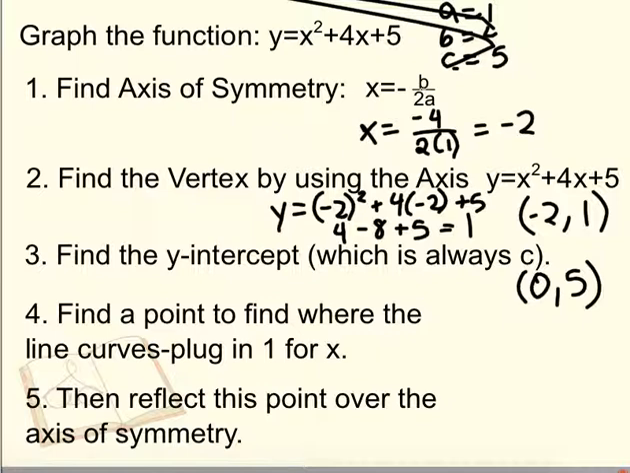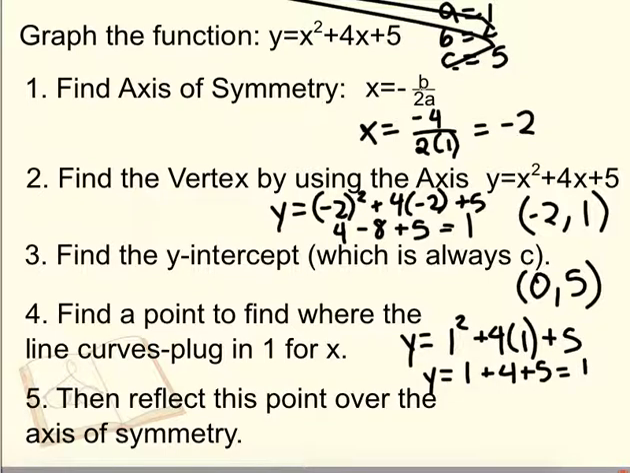And we find a point where the line curves, and so we plug in 1 for x. It's just kind of arbitrary. If, though, the axis of symmetry lands on 1, you wouldn't want to plug in 1 because that will just find your vertex again. But let's just plug in 1 into this equation, and then we'll reflect it over the axis of symmetry. So we're going to say y is equal to 1 squared plus 4 times 1 plus 5. So we get y is equal to 1 plus 4 plus 5, which is really 10. So we have this point at 1, 10 that we will then reflect over the axis of symmetry.